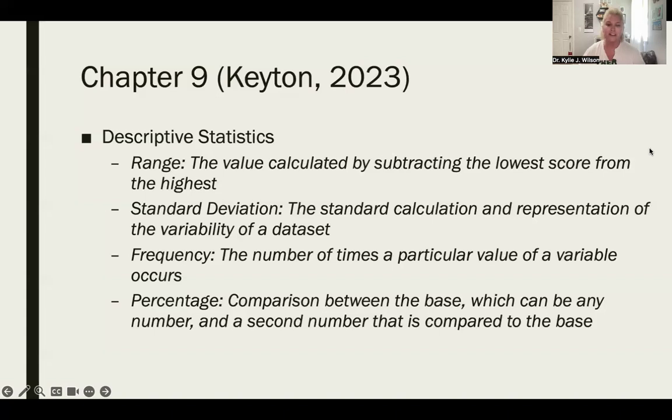Okay, sorry about that. So that's the standard deviation. How much does it deviate from the average? Okay. Frequency is the number of times that we see that variable occur or that value in the variable occur. And the percentage is all about comparing between the baseline, any number, and a second number that we use to compare at the base. Okay.